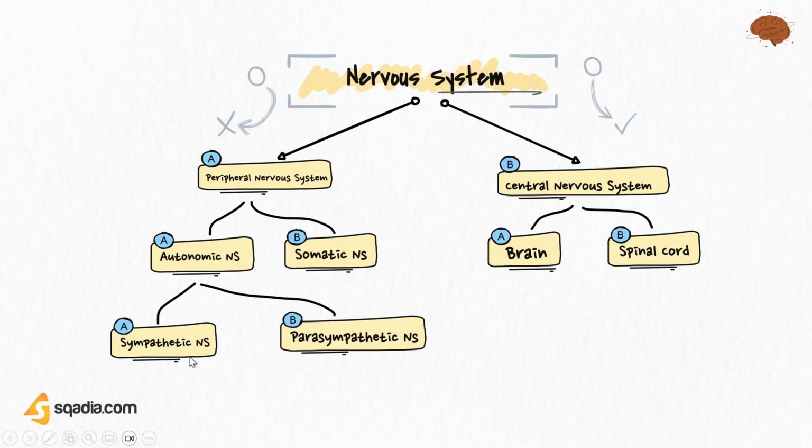Now, both the sympathetic and parasympathetic work together to maintain homeostasis and ensure the body functions optimally in different situations. They constantly adjust their activity levels to meet the body's needs in response to changing internal and external conditions.